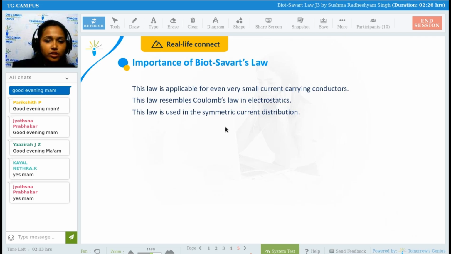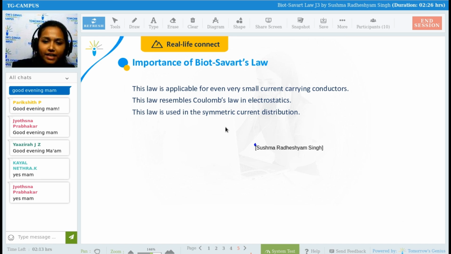Okay, so let's move further. What is the importance of Biot-Savart's law? First of all, do you know what Biot-Savart's law is? No? So how can we say what its importance is? Let's connect Biot-Savart's law with your previous concept.